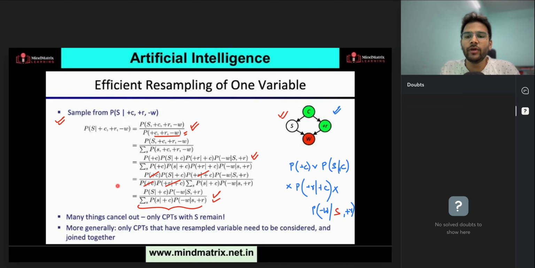This is how we are doing resampling one at a time. We pick one non-evidence variable and do the resampling over that. Similarly, you can select C also, and W also; the same thing we have to follow. Many things cancel out, and only the CPTs with S remain. More generally, only the CPTs that have the resampled variable, in this case S, need to be considered and joined together.